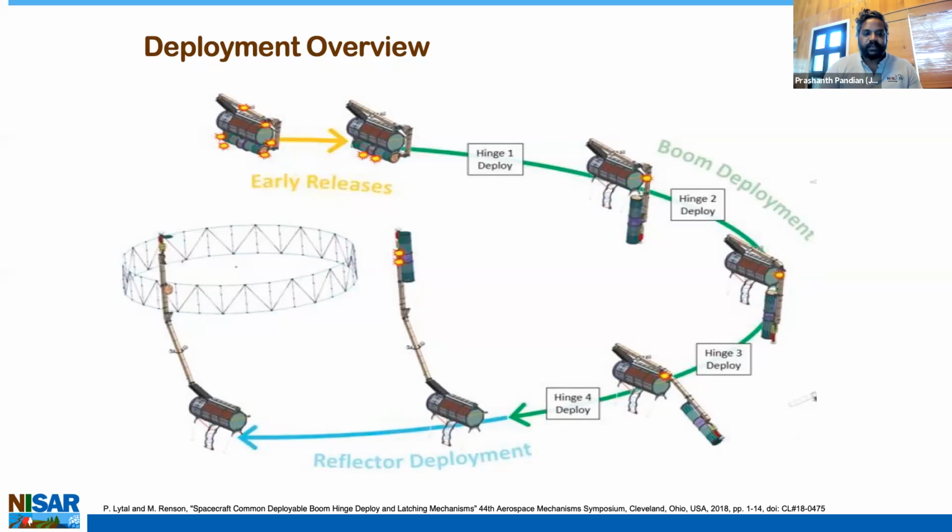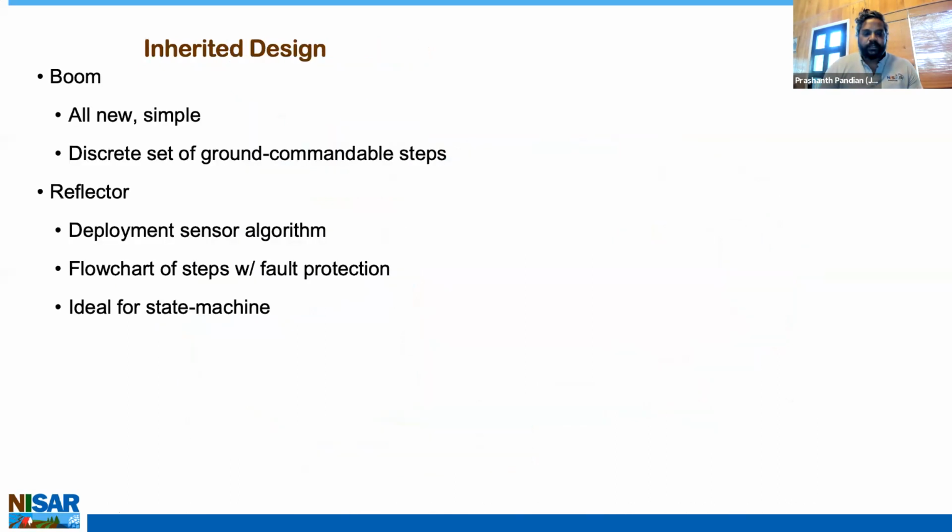Next slide, please. So the boom deployment is pretty simple. We weren't able to utilize any heritage here because there was a different deployment method on SMAP. But for the most part, the boom deployment is pretty simple. It's a discrete set of ground commandable steps, so it didn't involve any sort of state machine or anything like that.